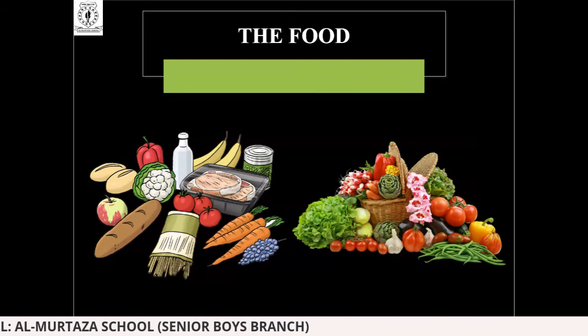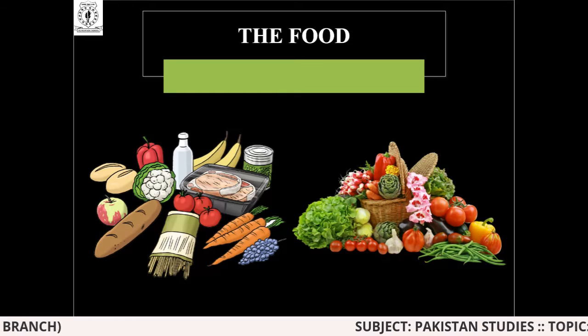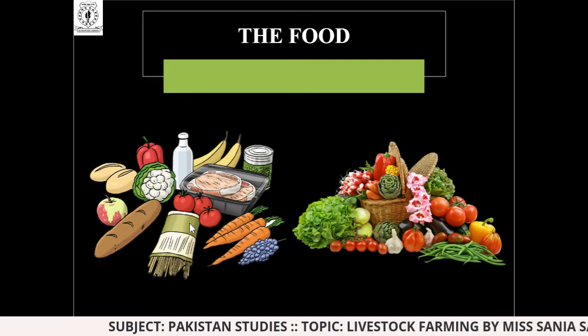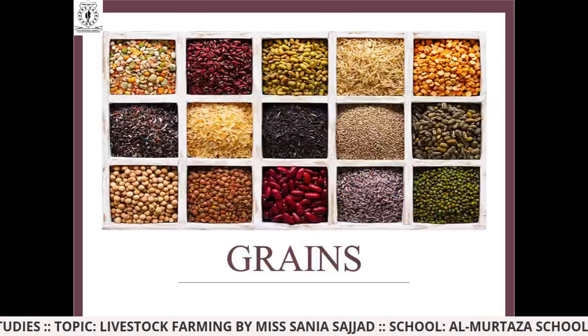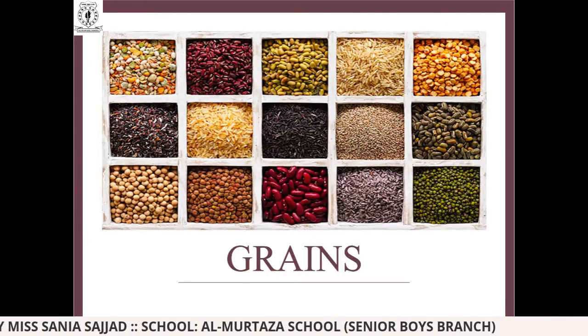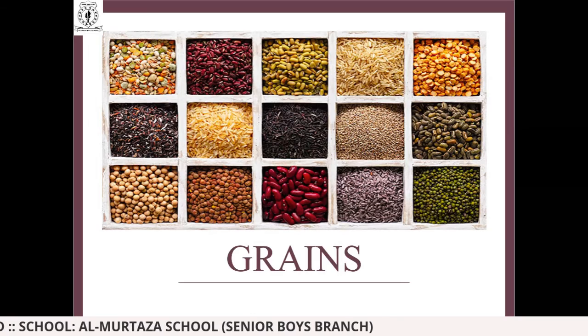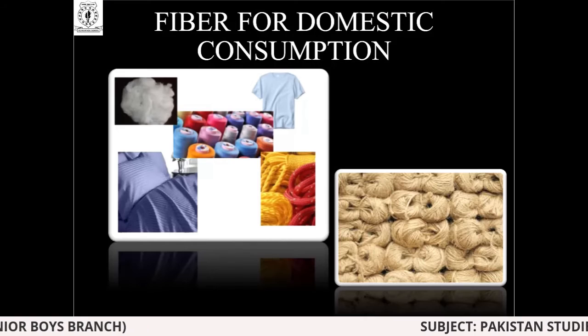So starting with the next part, these are the food items which agriculture produces. On one side you can see vegetables, and on the other side, the other commodities which you can see over here. Now, the grains, and yes, you can see the grains which are eaten by the people, and these grains which you can see in the picture are exported to the international markets as well.